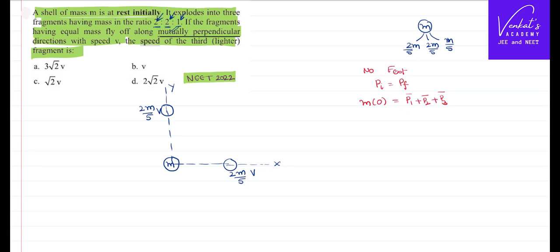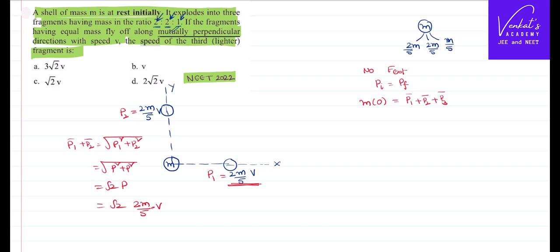But P1 is perpendicular to P2, so this is P1, 2m by 5 into v. This is P2, that is 2m by 5 into v. So if I have to find out first of all what is P1 bar plus P2 bar, as they are perpendicular to each other, the resultant will be root of P1 square plus P2 square plus 2 P1 P2 cos 90, using the parallelogram law of two vectors, because these two are vectors. So this becomes root of, both are same of course, P square plus P square, that is root 2 times the momentum of any one, that is root 2 times 2m by 5 into v.